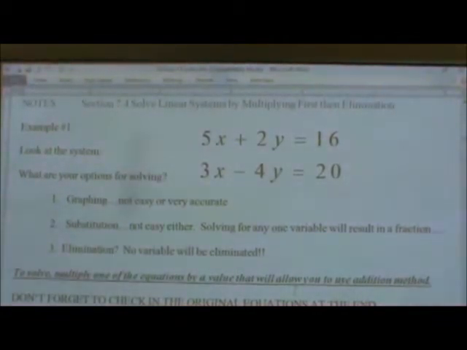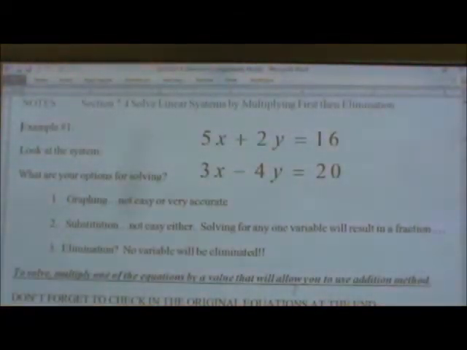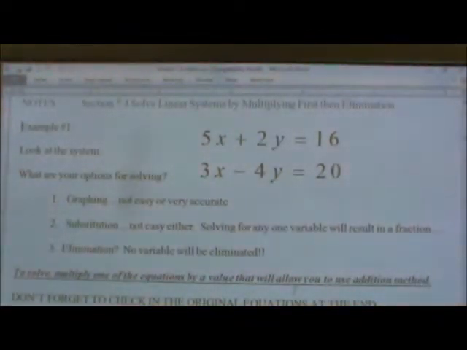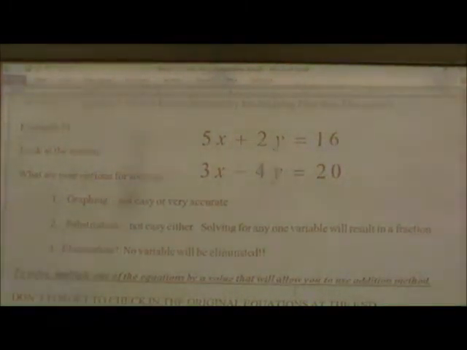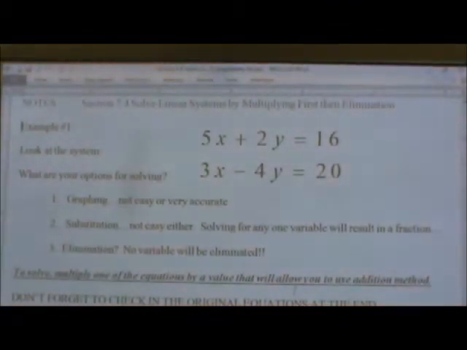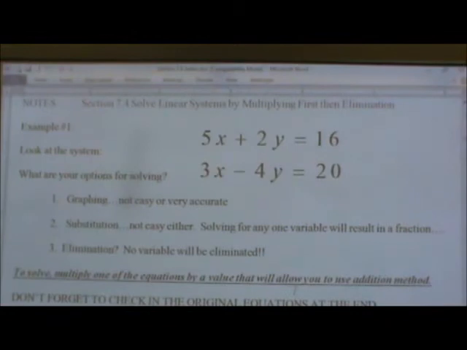So, looking at the first example, we got 5x plus 2y equals 16, and 3x minus 4y equals 20. And right now, the three methods we've learned, by graphing, substitution, or just plain elimination by adding, wouldn't work for this problem. If we graph this one, we'd be dealing with y-intercepts that are fractions, and that's not our priority. If we can avoid that, we probably should.